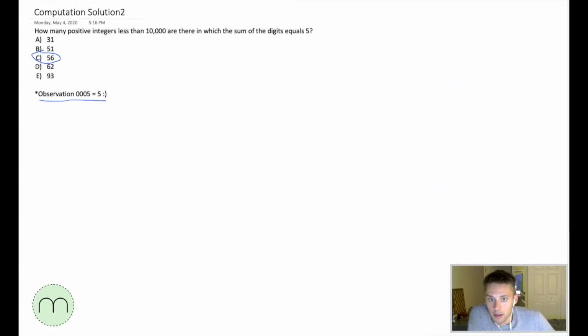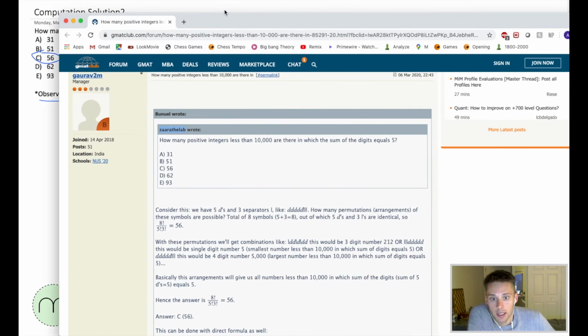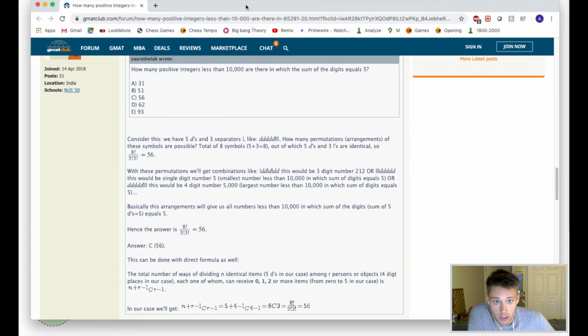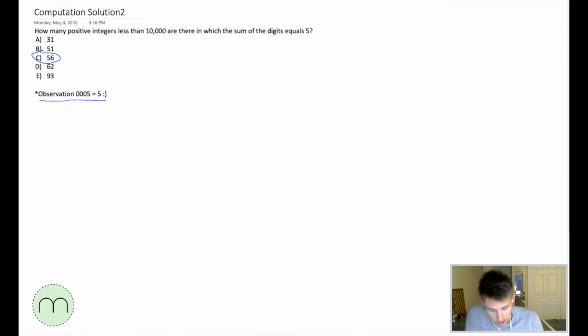There's actually an alternative solution to this problem. I saw it on the forum written by Zarathilab, and I think it's a very good creative solution, and I'm going to do my best to explain it here. The idea is this. We know that we are dealing with a 4-digit number since it has to be smaller than 10,000.